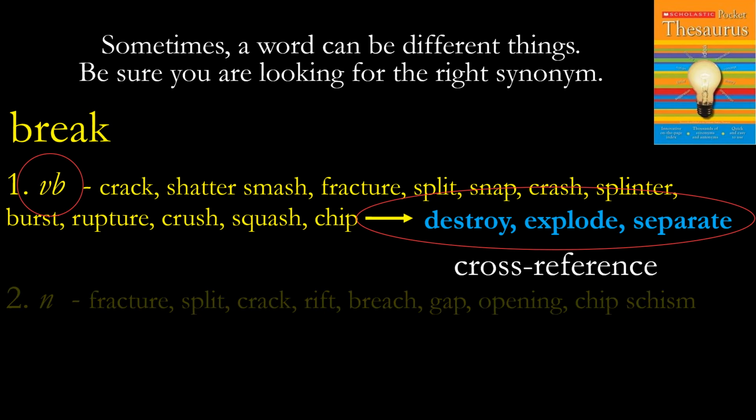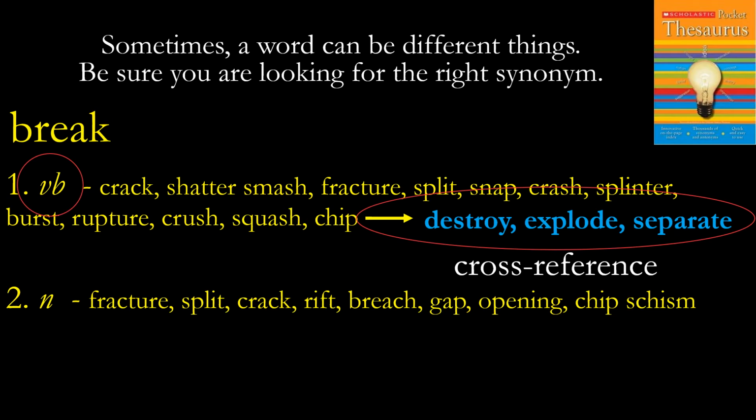This is very important. It's called a cross-reference. And what that means is you can look up these words, destroy, explode, and separate, elsewhere in the thesaurus and get even more words. So let's say you looked up break and you didn't like any of these yellow words. They weren't exactly what you were looking for. The thesaurus is telling you to cross-reference these words. Look up destroy, explode, and separate, and you might find something new.